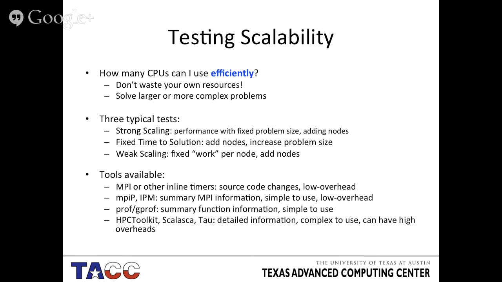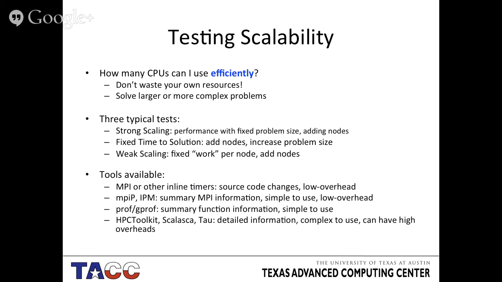There's a fair amount of tools available to look at scalability. You can use MPI or inline timers if you're so inclined, but if you're working with a very large code or a code that is not yours and you're not an expert, this is pretty hard because it requires you to do a lot of hands-on coding. There are tools like mpiP and IPM that are available in Stampede and will give you a summary of MPI communication. They're fairly simple to use, but the information they give you is pretty much limited to number of executions of a call, the message size, and the time. So they don't tell you anything else about the system. They're just focused on MPI.